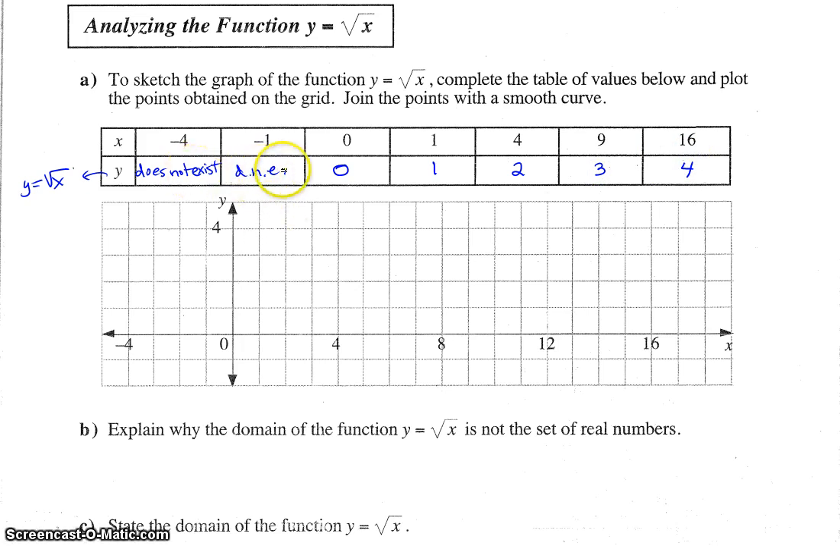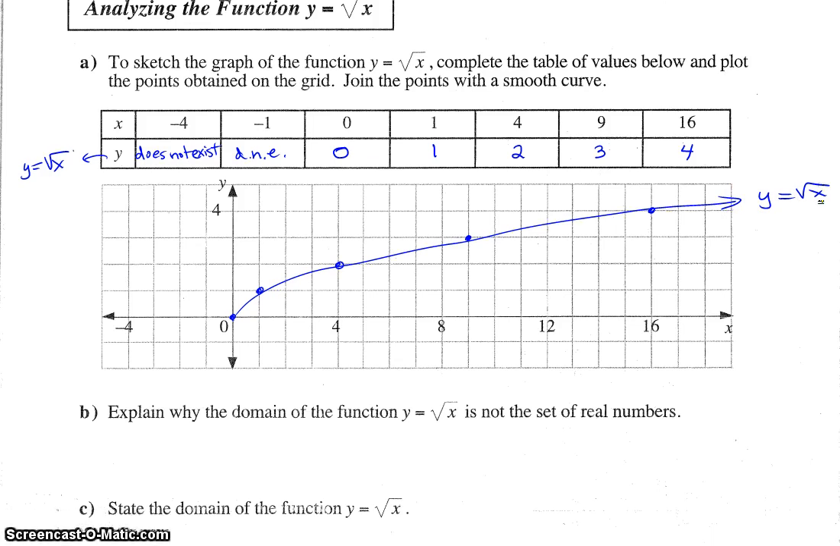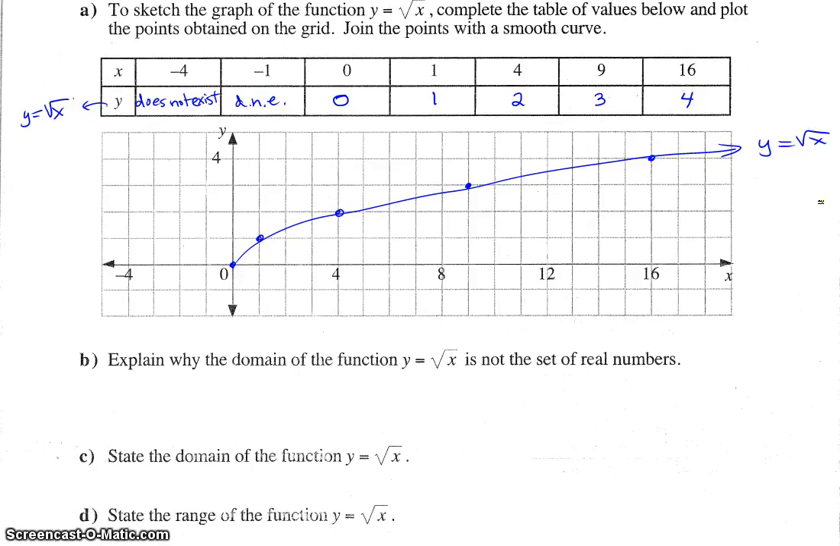Okay, we're going to sketch those points. Can't really plot anything for -4 and -1, so we'll start with (0, 0), put that on the graph. (1, 1), (4, 2), and (9, 3), and (16, 4). Then we'll try and draw a fairly smooth curve through those points and label it y equals the square root of x. Awesome. That is essentially what a radical function graph looks like, the base one, a very basic one.